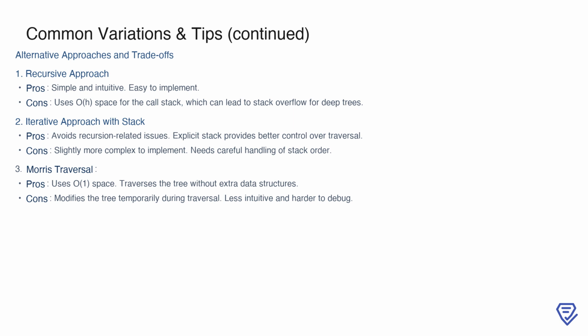Another option is Morris traversal, which is unique in that it uses O(1) space by temporarily modifying the tree structure during traversal. While this method is highly space efficient, it can be less intuitive and harder to debug due to the temporary changes made to the tree. Each approach has its strengths and weaknesses, so your choice should depend on the problem requirements and constraints.